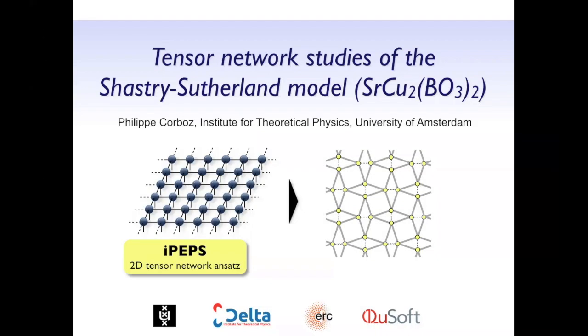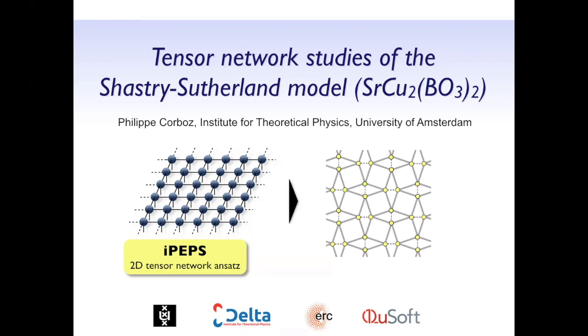So in Sarah's talk, we just heard about the progress in understanding strontium copper borate from the experimental side, and my talk is going to be about the same subject and our progress from the numerical side. And the approach we are using is iPEPS. So that's a two-dimensional tensor network ansatz to represent 2D ground states directly in the thermodynamic limit. And in recent years, it has become a powerful approach to study 2D strongly correlated systems.